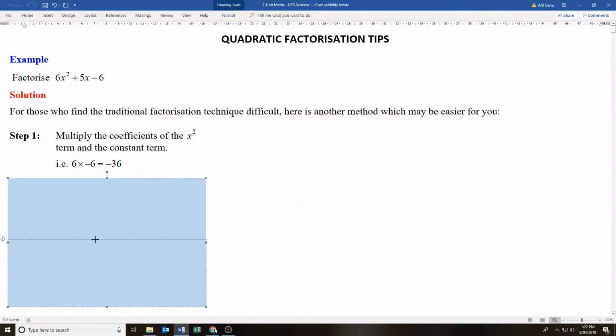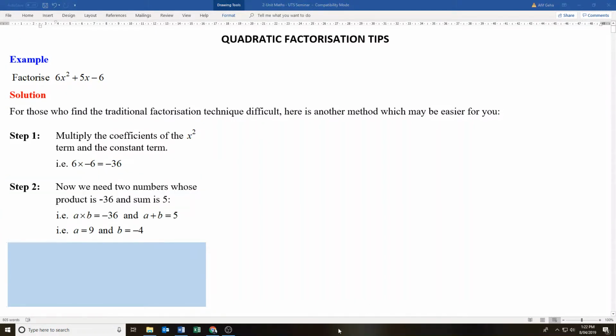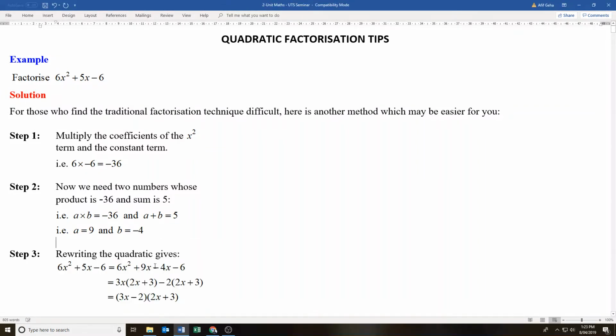Now step number 2 is we are looking for two numbers whose product is minus 36 and whose sum is 5. So if we have a look at, say, a and b, two numbers, a times b is equal to minus 36, a plus b is equal to 5. Now the 5 represents the coefficient of the x term. So the product is the coefficient of x squared times the constant term, and the sum is the coefficient of the x term. So clearly, two numbers that will multiply to give minus 36 and add to give 5 are 9 and minus 4. Now we can move on to step number 3.